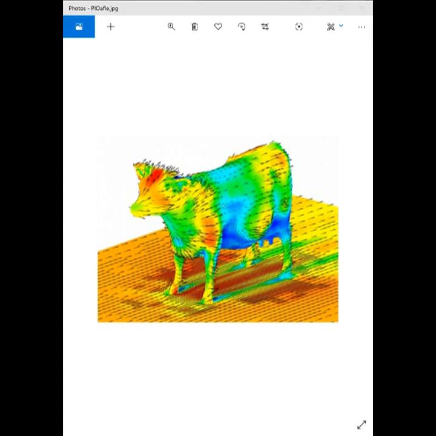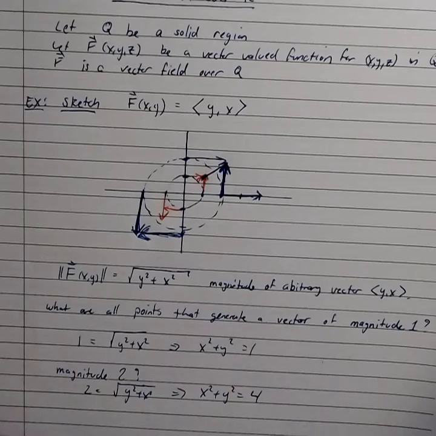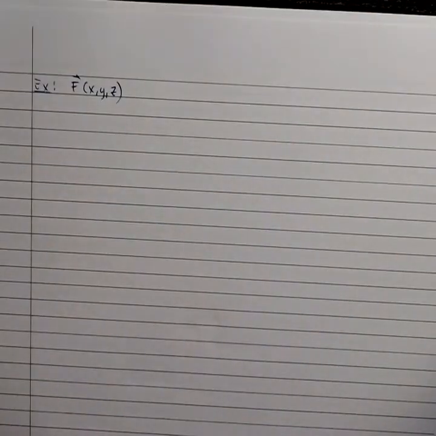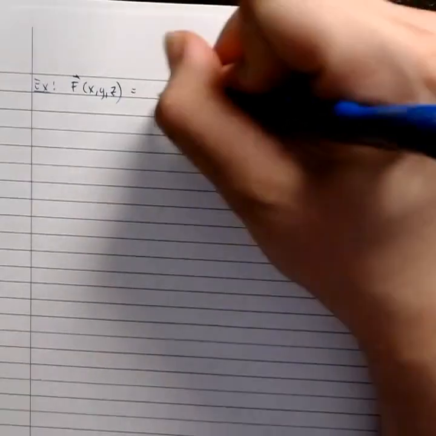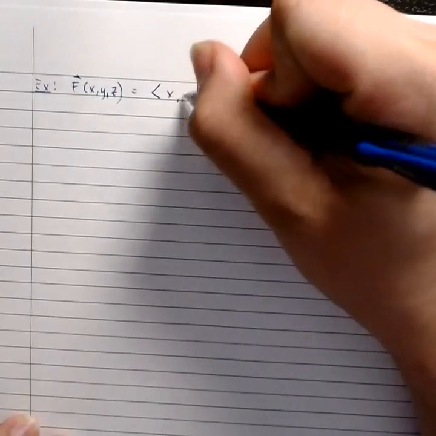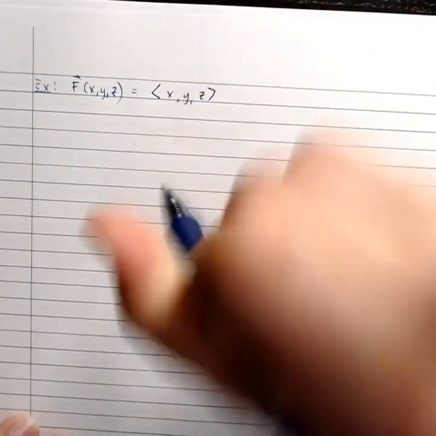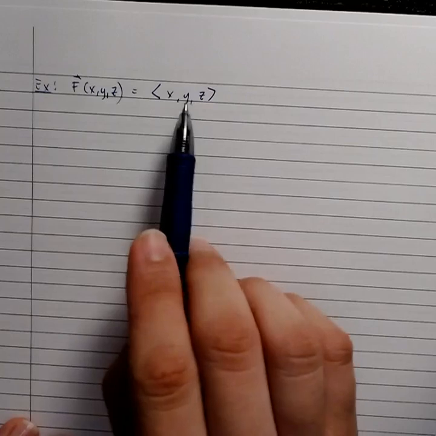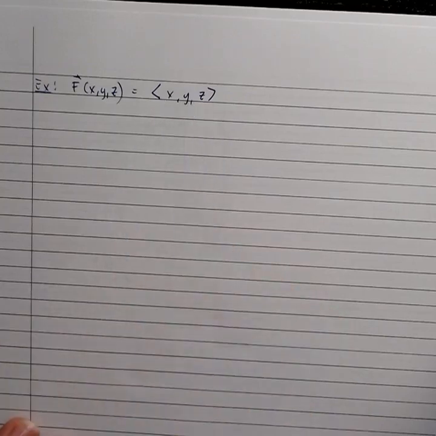All right. Let's go ahead and consider one more example. Let's do something in a solid region. Let's consider the vector field given by f of x, y, z equals, and here this is very simple, x, y, z. So you give me a point and I'll tell you that the vector that is assigned to that point is the vector with the same components x, y, and z.